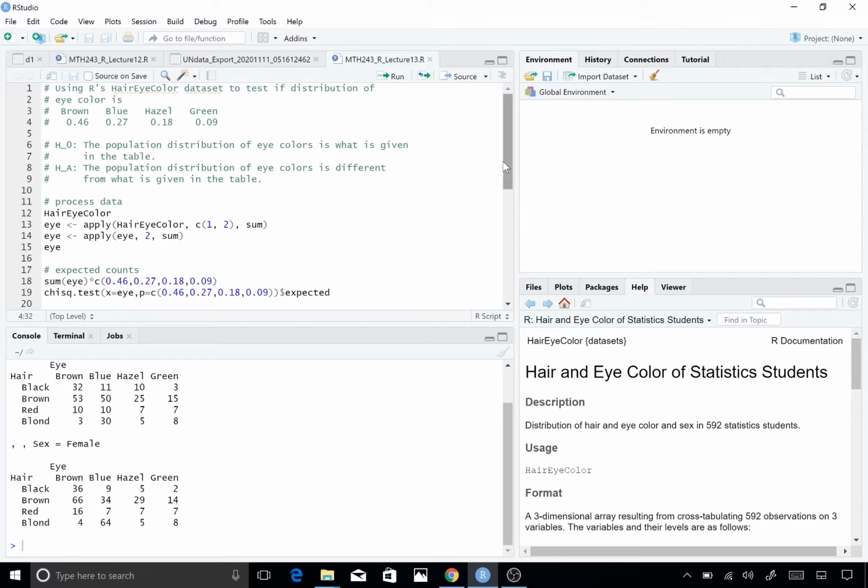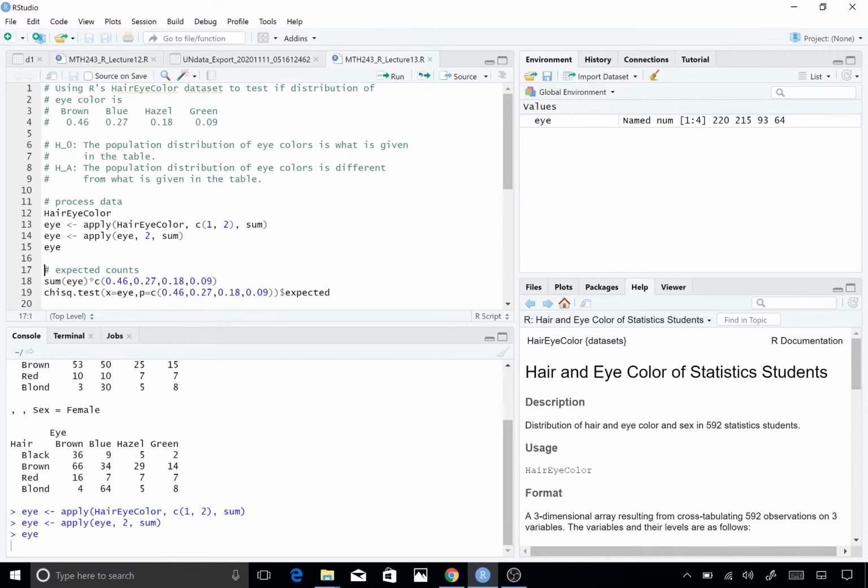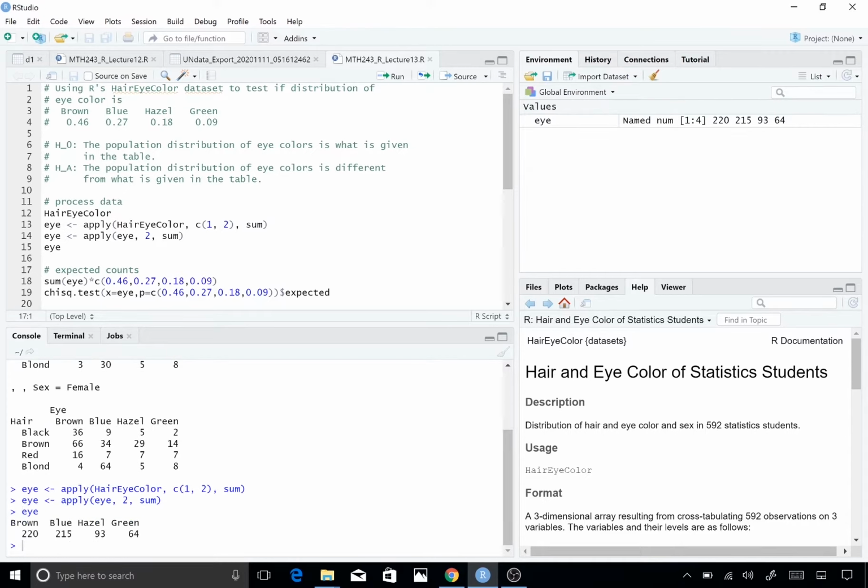To get the table in the right form, I have to use these apply commands. This isn't something I'm going to ask you to do. It's just to get the data into the correct form because it begins as these two tables for men and women with hair and eye color. And I only want the eye colors for both sexes. And that's what I have here with this table I call I.